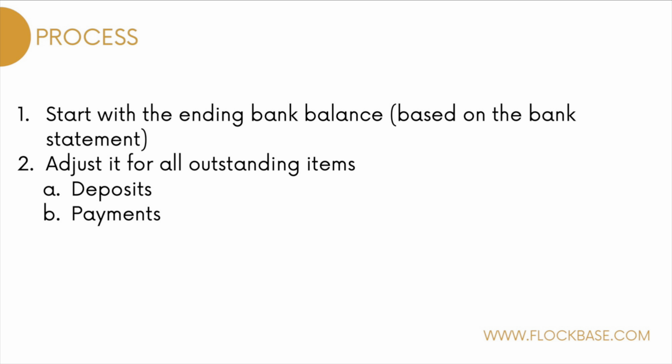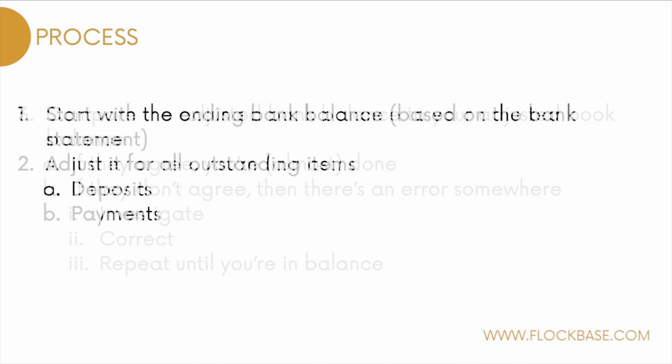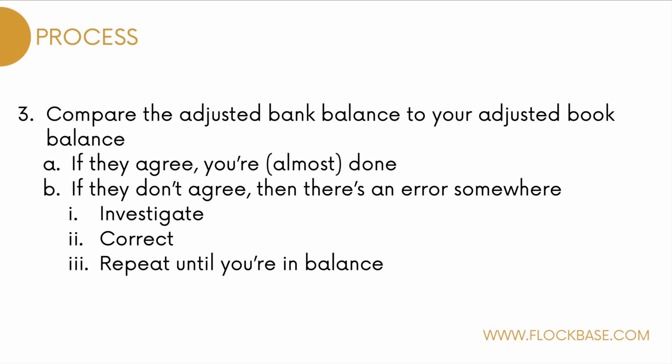And through this process, we're of course going to check off in our financial software the ones that did clear. So that's what's actually going to happen inside the software. But our basic process is to adjust for outstanding items. Then we're going to compare the adjusted bank balance to our adjusted book balance. If they agree, then we're in balance and we're almost done. Not quite, but almost. If they don't agree, then there's an error somewhere. And if there's an error, we need to do two things. We need to investigate and correct it. And we need to repeat that process until we get into balance. We may have multiple errors.